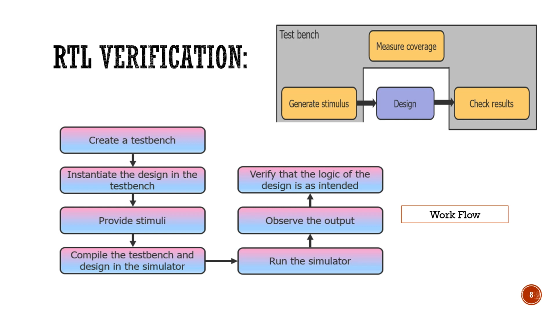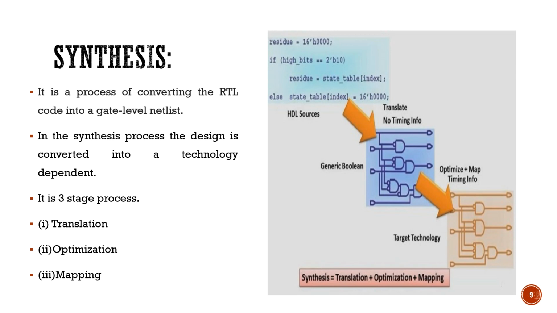The next step that is going to be followed is synthesis. What do we mean by the term synthesis? So far you have written an RTL code. Now you are going to convert this RTL code into a gate level netlist. While converting this RTL code into a gate level netlist, there are three stages involved. To start with is the translation, followed by optimization, and then a mapping procedure.